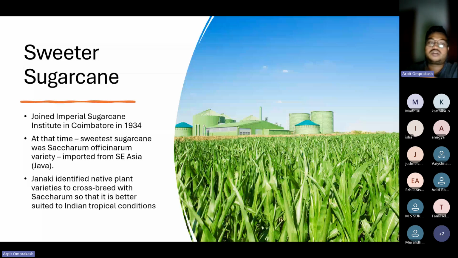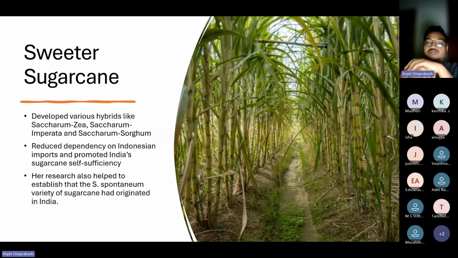So she developed a lot of different hybrids like Saccharum zea, Saccharum imperata, and Saccharum sorghum, and reduced our dependency on Indonesian and Javan imports and promoted India's sugarcane self-sufficiency. So we were able to grow the sugarcane that we are basically using. Her research also helped to establish that the Saccharum spontaneum variety of sugarcane had originated in India.